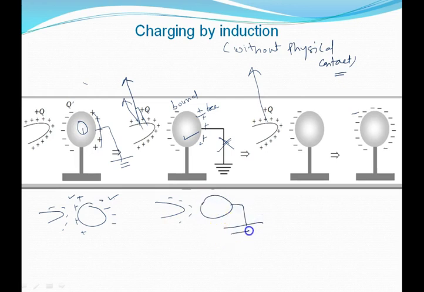Suppose you are grounding it like this. Now what will happen? Electrons will move to the ground. As I told you, any amount of electrons can be given to the ground, any amount of charge can be taken from the ground. So again you will see here a positive charge will remain. Now you disconnect first, then take it away. Now what will happen? This body will get the positive charge uniformly distributed. So I think I have made it very clear to all of you, charging by induction, or charging without physical contact.